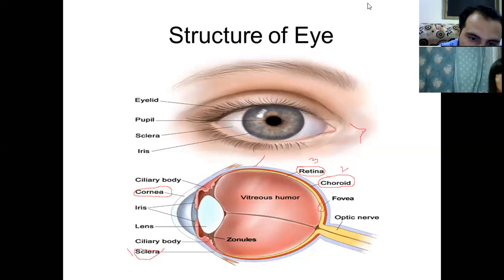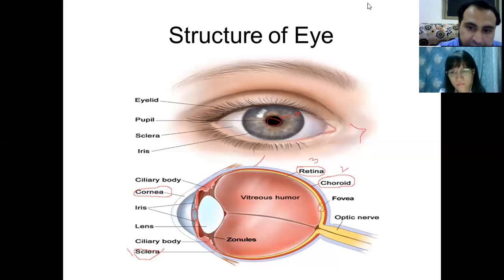Okay, and you can see another layer, the choroid, coming over here. A little bit it becomes muscular, and then from here a lid forms. This is called the iris, which controls the amount of light. In the iris you can see a window, and this window is the pupil, the black part of the eye. The part you can see in brown color is the iris, okay? And in the iris there is a window called the pupil.